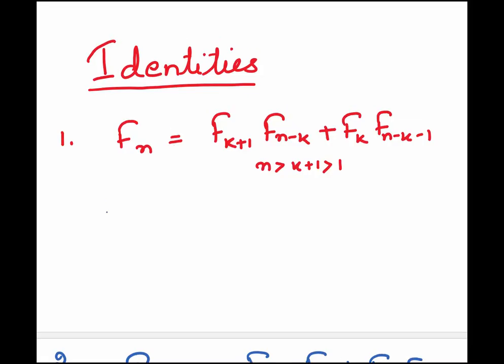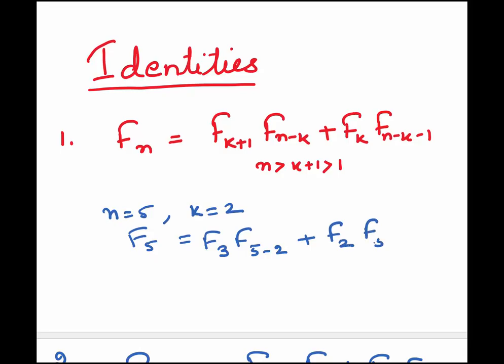If we take n equal to 5 and k equal to 2, then when we put these values in the formula, we will get F(5) is equal to F(2+1) F(5-2) plus F(2) F(5-2-1). Which means F(5) is equal to F(3) into F(3) plus F(2) into F(1). Substitute the values.